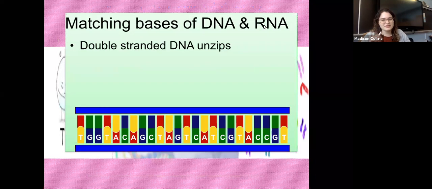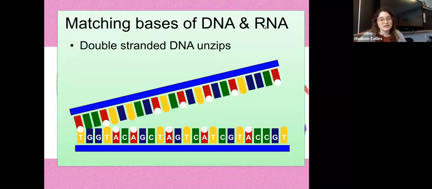All right. But now let's look at how this actually happens. So how do we match the bases of DNA and RNA? Well, the first thing that has to happen is that double-stranded DNA has to unzip. And it has to unzip so that enzyme RNA polymerase can get inside.